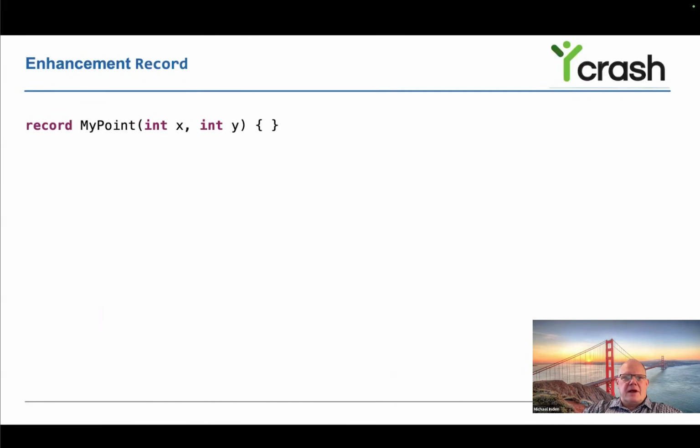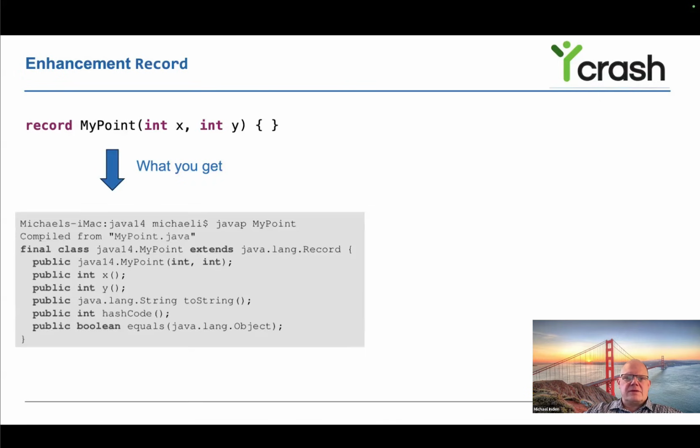But perhaps the best enhancement in Java 17 is records. Why? Because they allow us to define data classes, data holders or data transfer objects with one line of code. You just write something like record, you pass in some parameters, and what you really get is this. You can use this javap tool included in the JDK. This allows you to decompile the Java class.